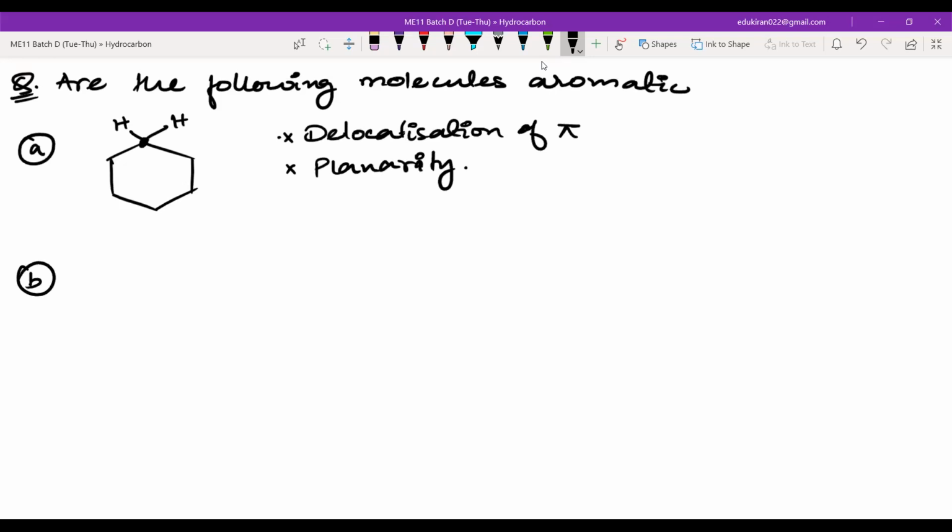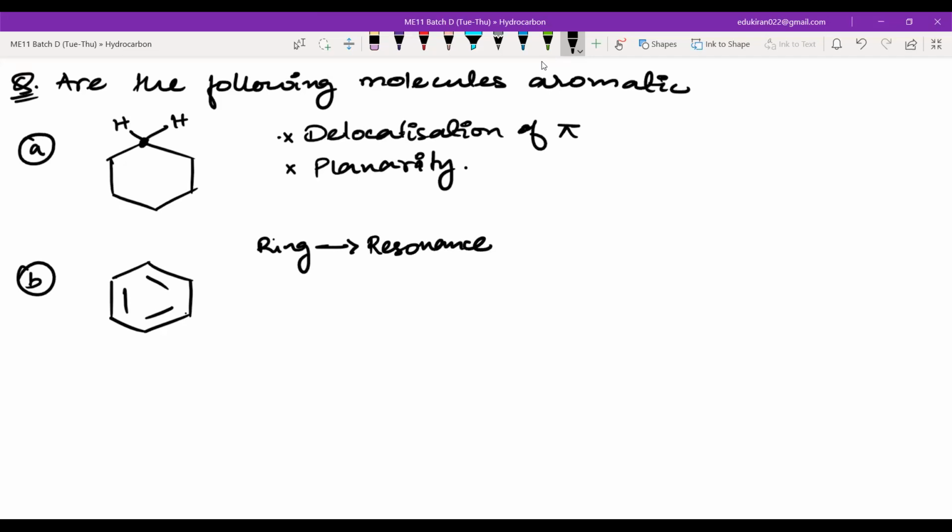But let us look at a structure that is aromatic. Obviously, that is benzene. So first of all, is this a ring? Yeah, it is a ring. So okay, fine. This is a ring. Then we can move further, and then we can ask, is there resonance? Yeah, there is a resonance.